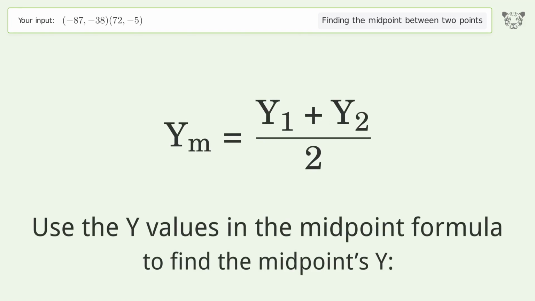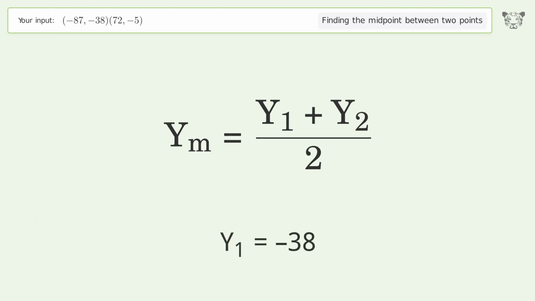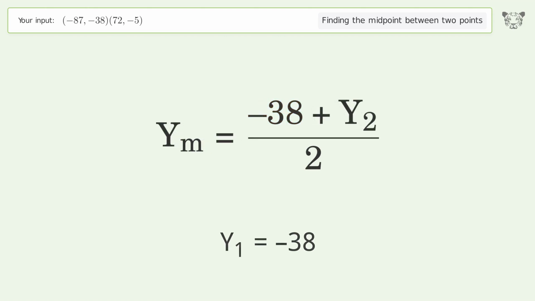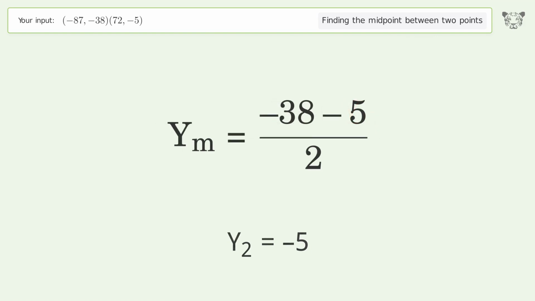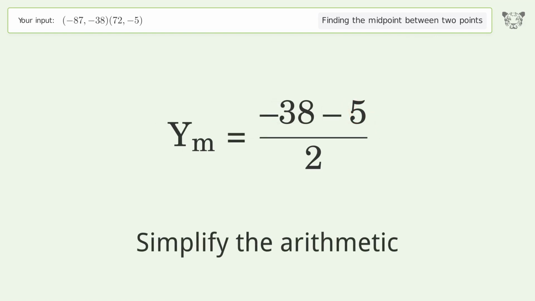Use the y values in the midpoint formula to find the midpoint's y. y1 equals -38. y2 equals -5. Simplify the arithmetic.